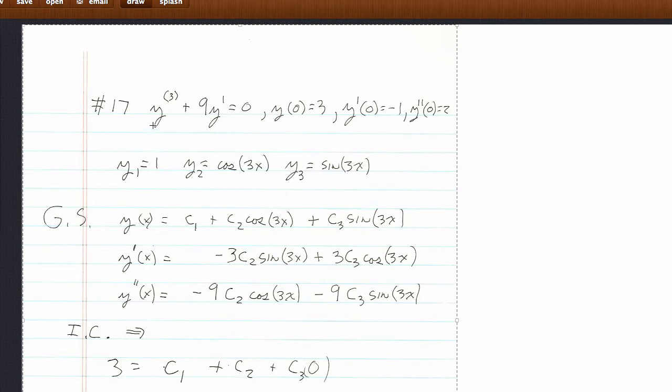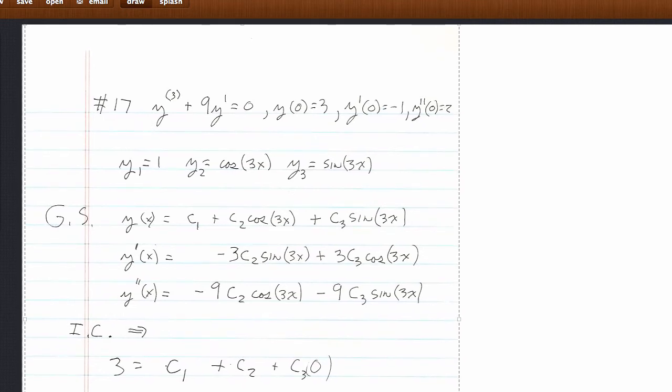So number 17, we have this differential equation. It's a third order differential equation. And we have the initial conditions so that we know the value of the function at 0 is equal to 3. Its derivative at 0 is minus 1, and its second derivative at 0 is 2. So this is the initial value problem as stated.